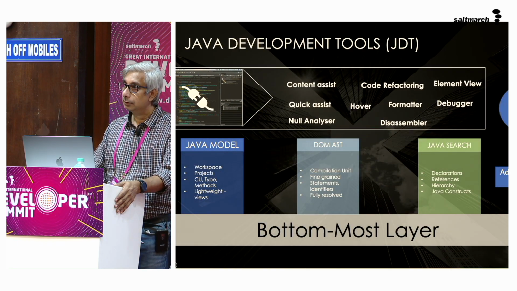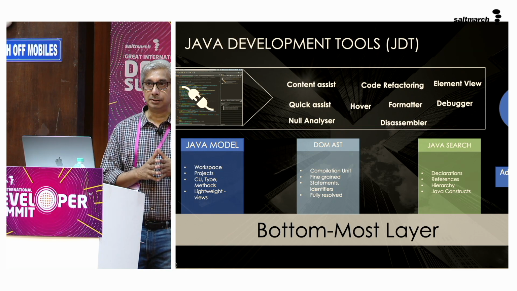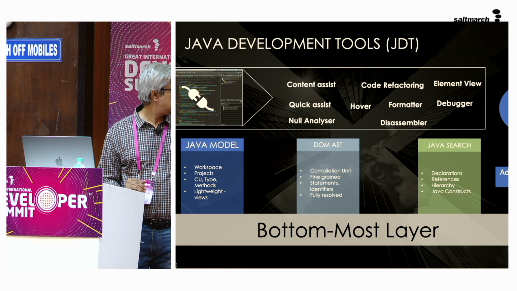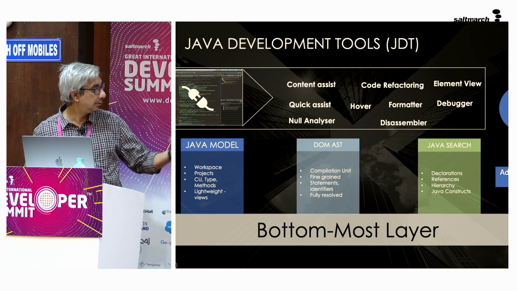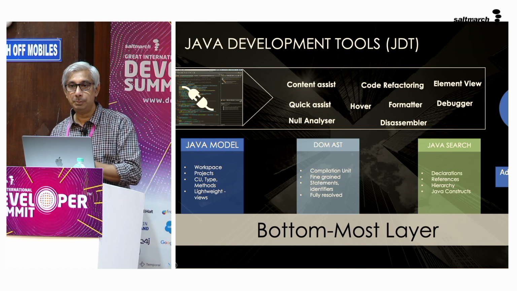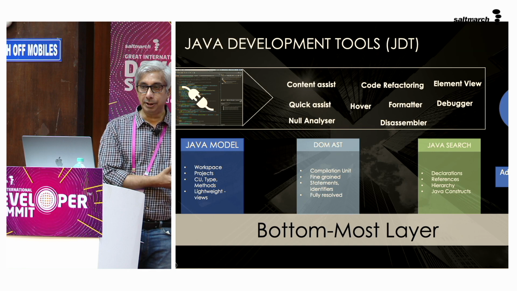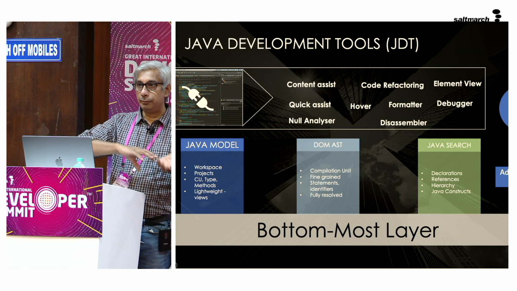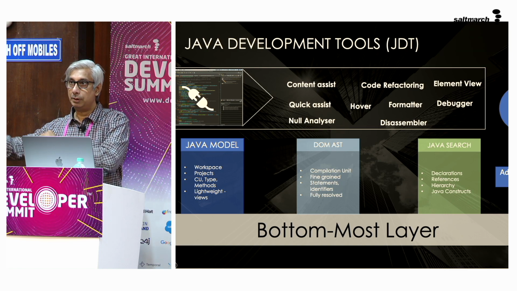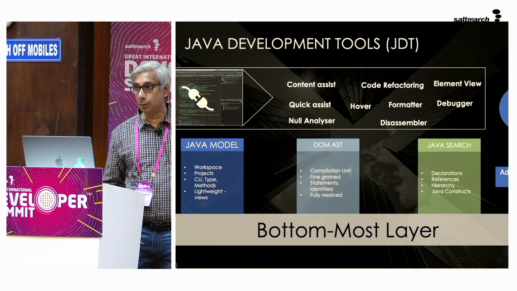These features are provided by some of the internal pillars. There is a Java model, there is an abstract syntax tree, and there is a search. These are the three pillars. So for example, when you do a method refactoring, the search comes into play, the AST comes into play, the search for figuring out where exactly you're changing something. You're changing a variable, so you have to figure out where all the variables have to be changed. Some of these things. But can you see the bottommost layer?